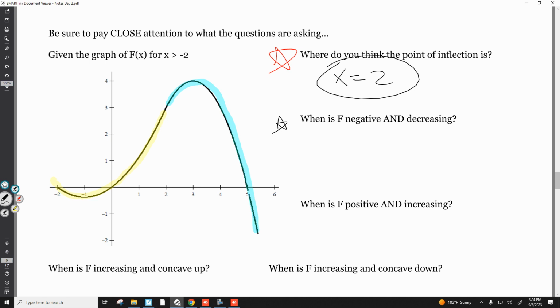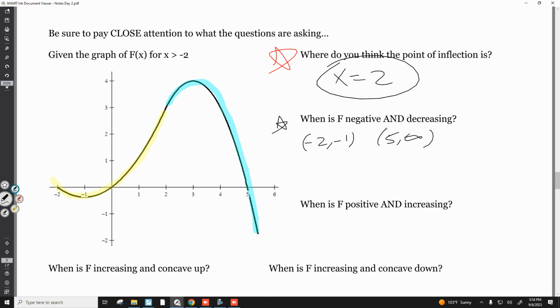Okay, negative and decreasing. How do we do? How's it going so far? Not that bad, right? Do you think you got it? Yep. Good. Blanchard's right. -2 to -1 and 5 to infinity. Nailed it. This is easy. We are below the x-axis and we're going down.